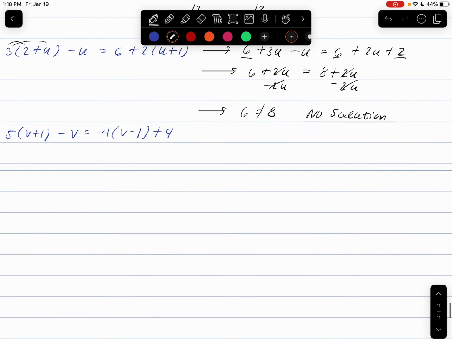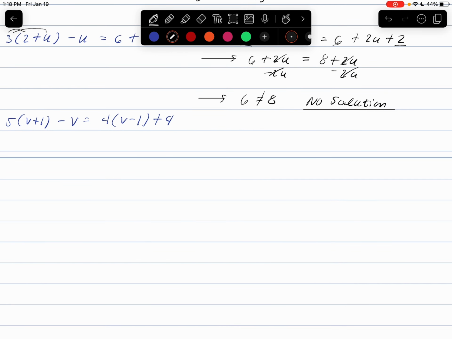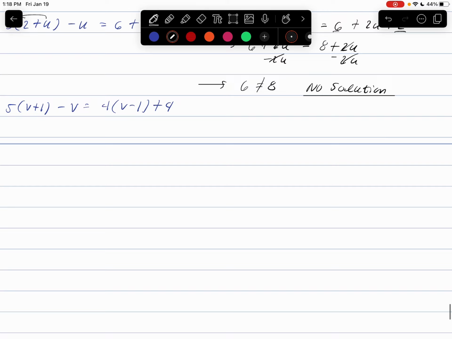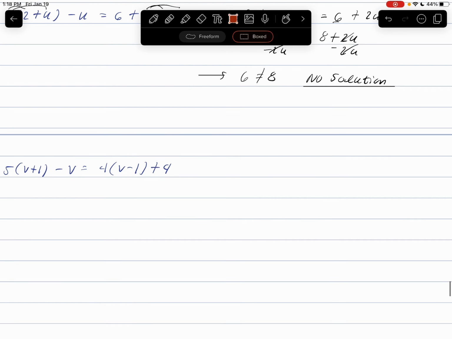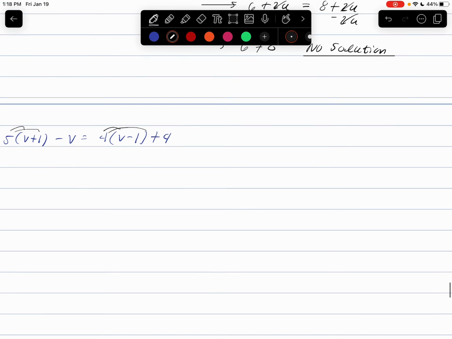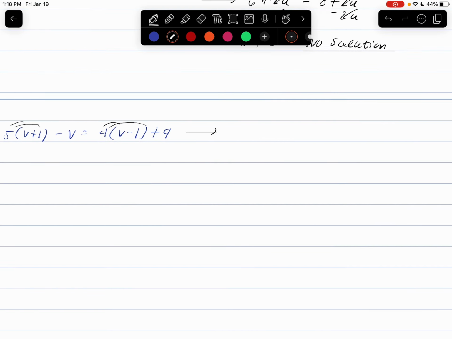Now let's take a look at this one. Here we have 5 times v plus 1 in parentheses minus v. And this is equal to 4 times v minus 1 in parentheses plus 9. So let's first start by moving this to a new page. And then we're going to do a distribution here. We'll distribute the 5, and we're going to distribute the 4 as well. So if we distribute the 5, we'll end up with 5v plus 5 minus v. This is equal to, if we distribute the 4, we get 4v minus 4 plus 9.